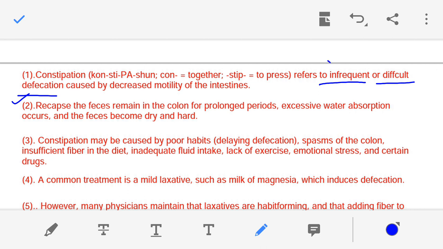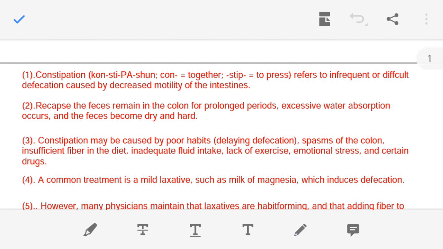And infrequent means, let's say, the person is not able to defecate for 1 or 2 days, that is also constipation. Now what is the reason why this constipation is caused to the person? The reason is decreased motility of the intestine.